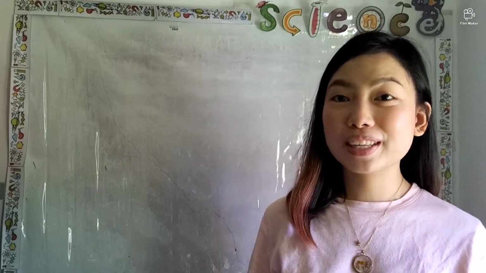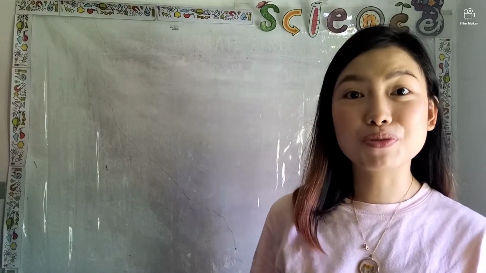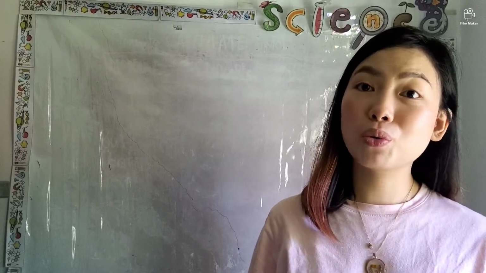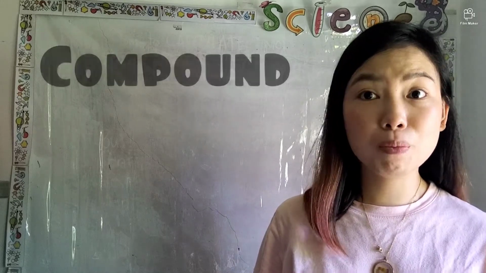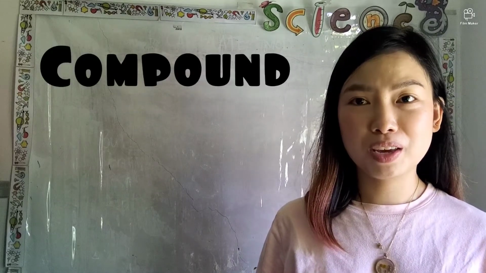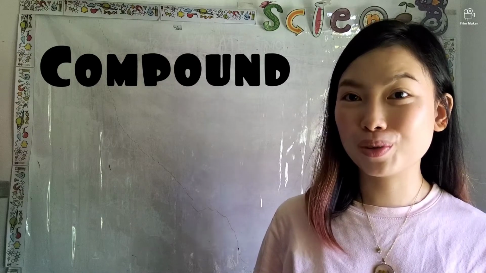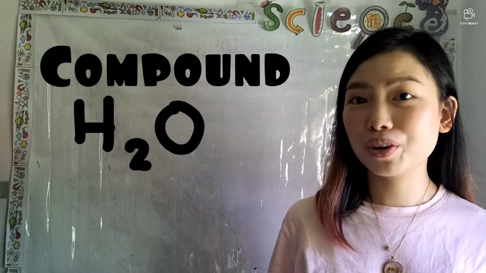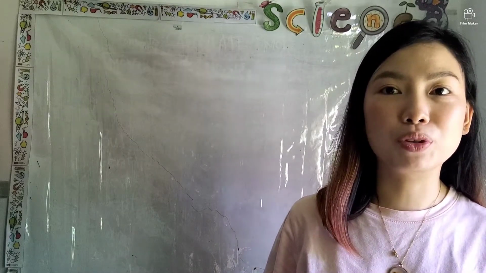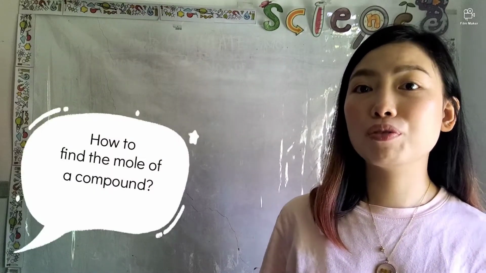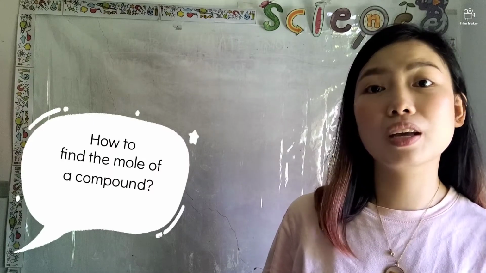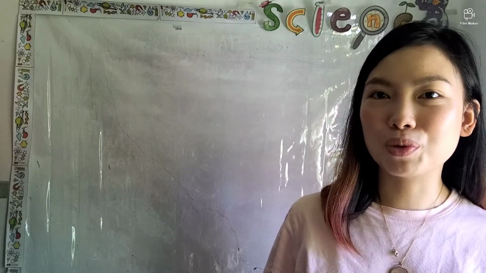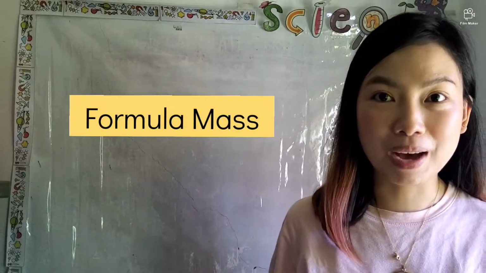So now that we have learned how to compute the molar mass of each element, what if the equation used is a compound? Ibig sabihin, element is more than one. For example, we have H2O, which is water. So that's no longer an element, but is now a compound. So how will you now compute for the mole of this compound? To compute for the value of a compound, that is what we call formula mass.